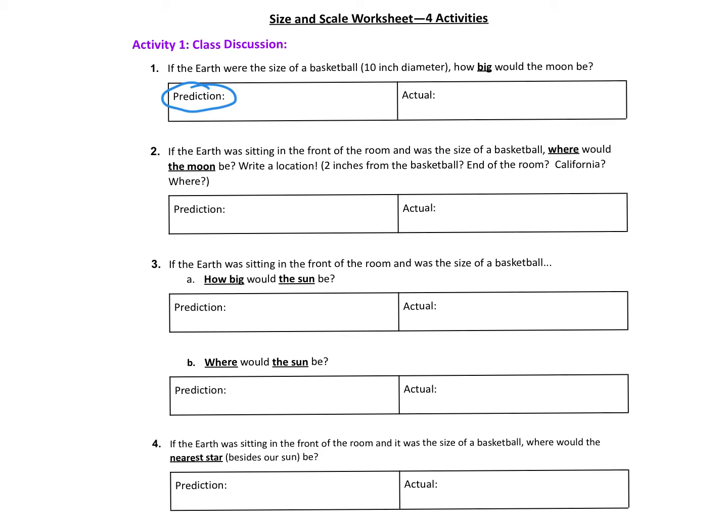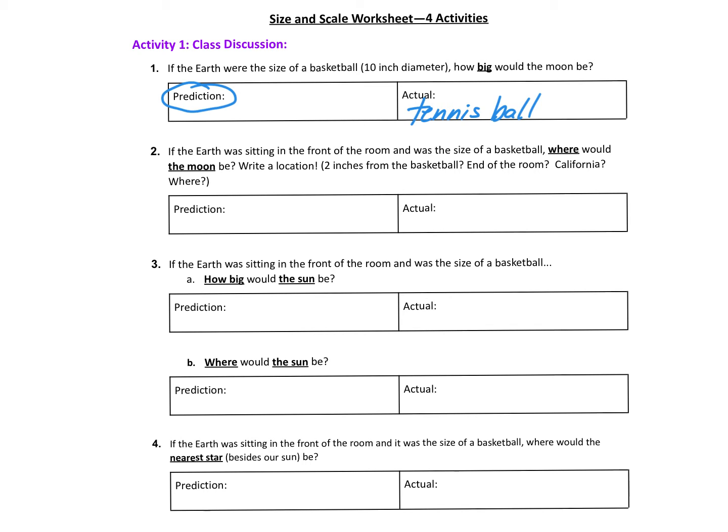Now that you've got your prediction, let's go ahead and figure out what it will actually look like, and then I'll explain how I came up with those answers, okay? Turns out that if the Earth were the size of a basketball, the best approximation for the size of the moon would be a tennis ball. Okay, so picture how big a tennis ball is. This next question asks, where would we put the moon? Where would we put that tennis ball?